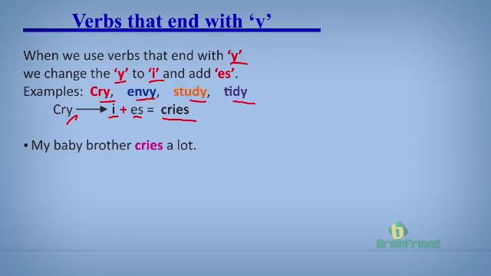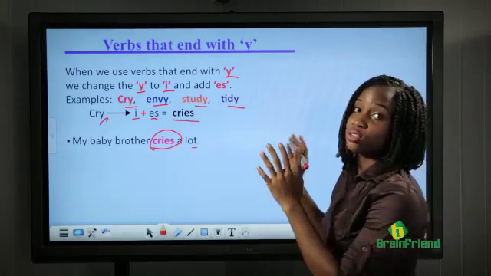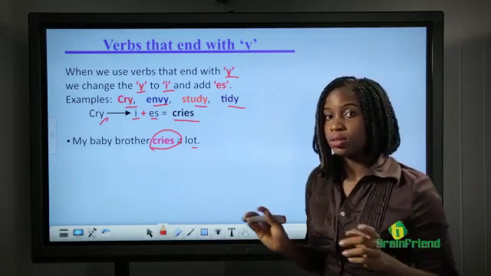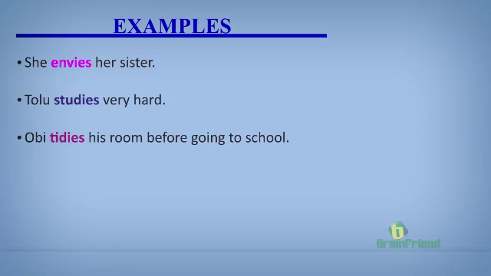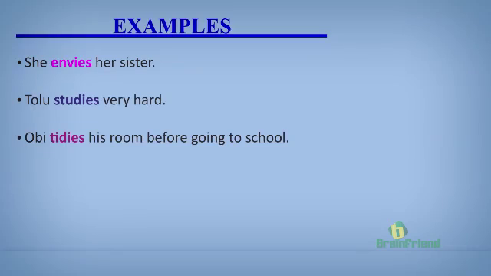For example, my baby brother cries a lot. Now there is an exception to this rule with the letter y, and I'll teach you about it as we go on with the lesson. But first, let's look at examples of these words in sentences. She envies her sister. Tolu studies very hard. Obi tidies his room before going to school.